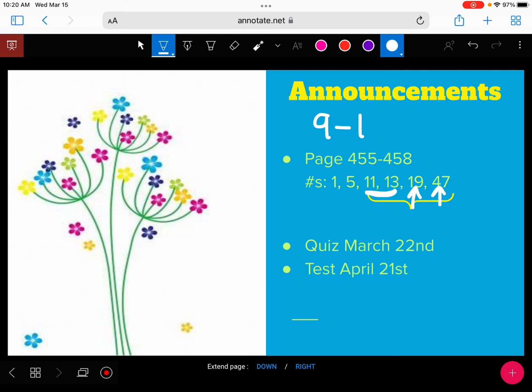Our quiz for this part of the chapter is a week from today. Next Wednesday is the Wednesday before spring break. A week from tomorrow is the college career fair, and a week from Friday is the start of spring break. So I will get the review out for us on Friday so that we have it.